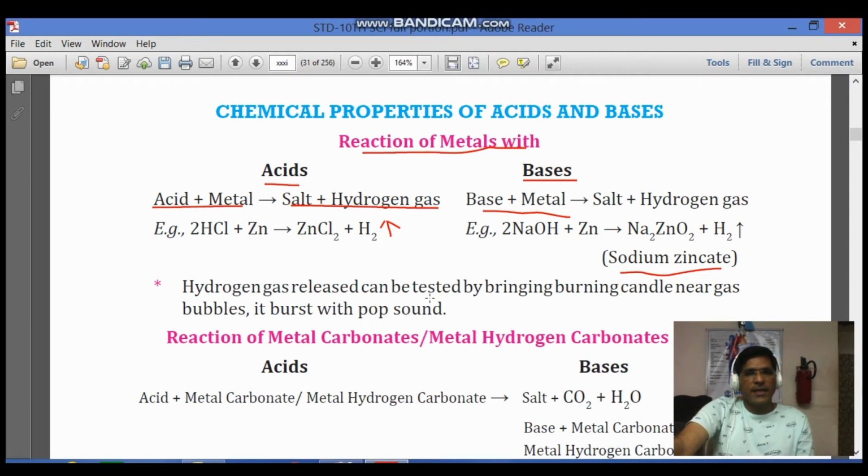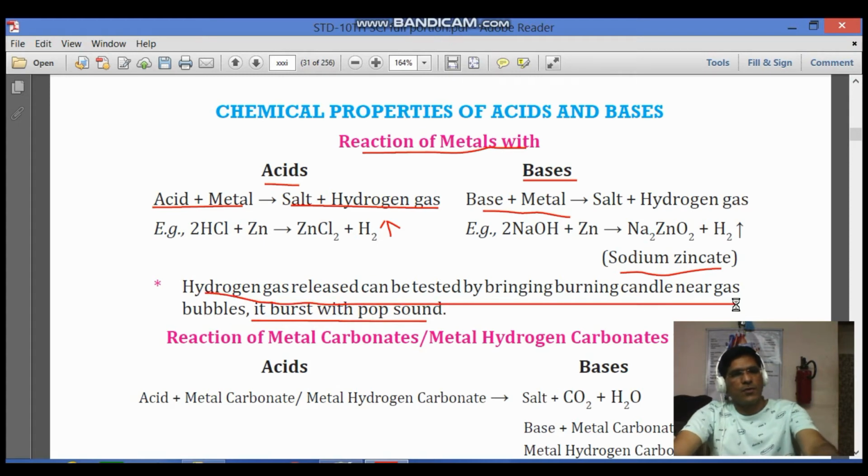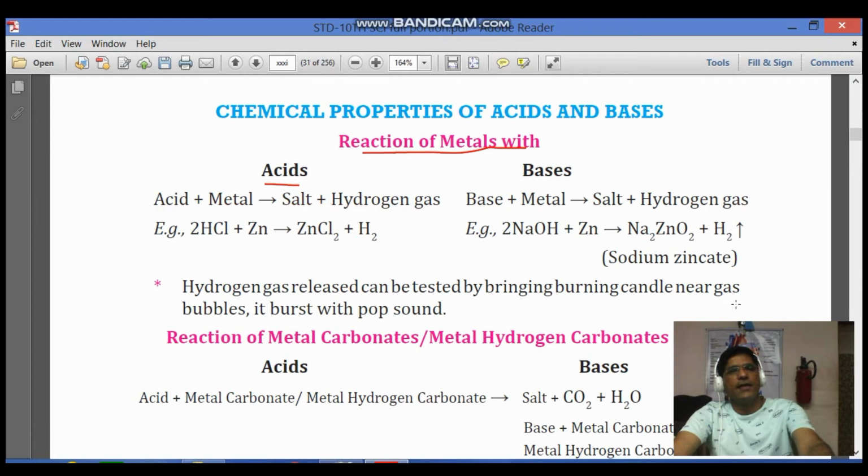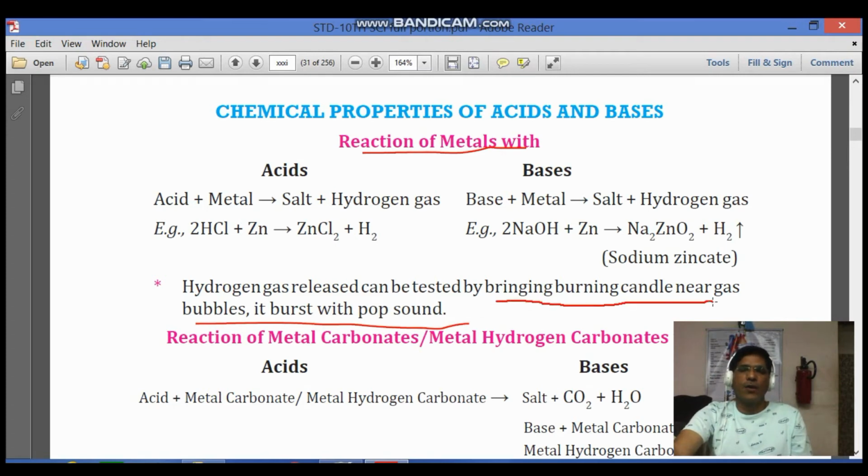The release of hydrogen gas can be tested by bringing a burning candle near the gas bubble. It bursts with a popping sound. This is the most important characteristic showing the presence of hydrogen gas. When hydrogen gas is present, the popping sound is there. So if we bring a burning candle or matchstick near the gas bubbles, it will burst with a popping sound.